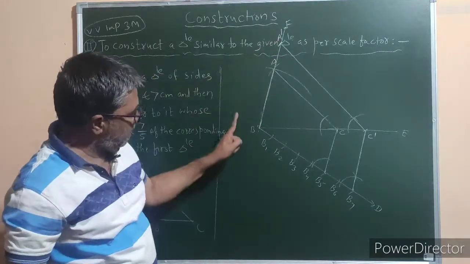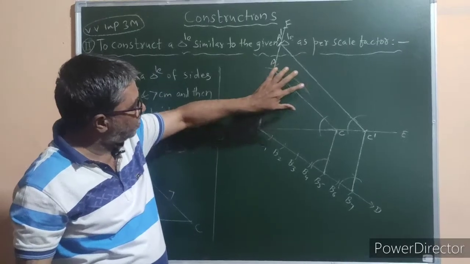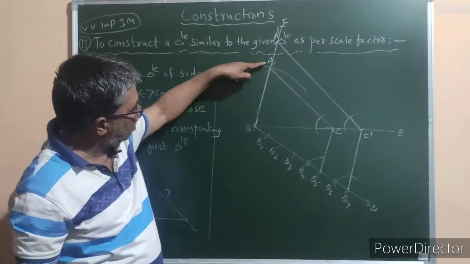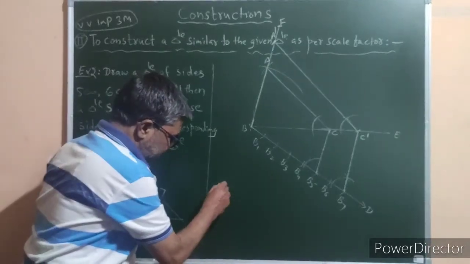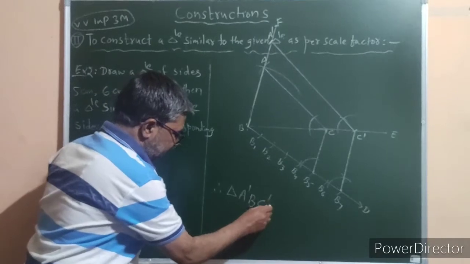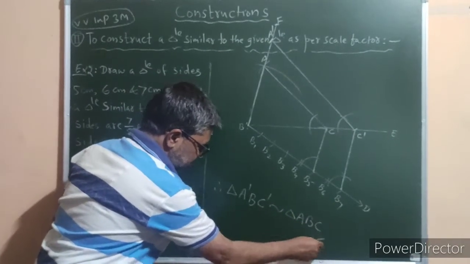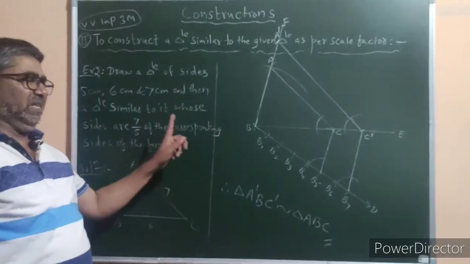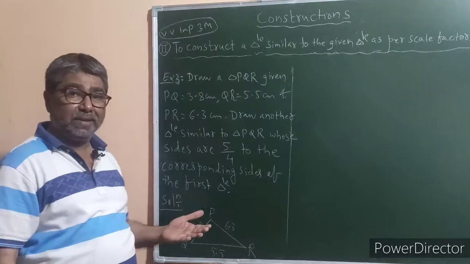So here A dash, B, C dash, this larger triangle is similar triangle which is drawn to the original triangle ABC. So hence triangle A dash, B, C dash is similar to triangle ABC. This is the solution for second example. Let us solve one more example.